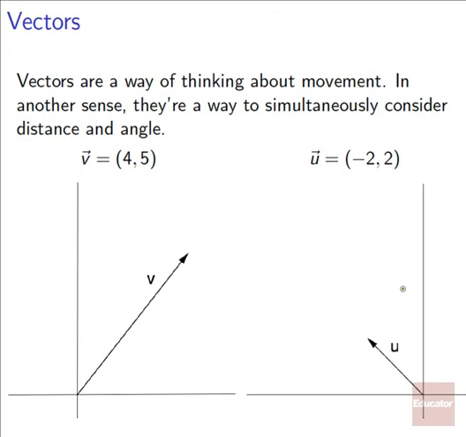Vectors. Vectors are a way to think about movement. In another sense, they're a way to simultaneously consider the distance and the angle, right? So v here has gone some distance and it's up some angle, right? And over here, u has managed to go some distance, and it's up some angle. But alternately, we could think of it as v went over to the right by 4, and it went up by 5. U went to the left, so it went -2, and it went up by 2. Great, so that's the idea of a vector.